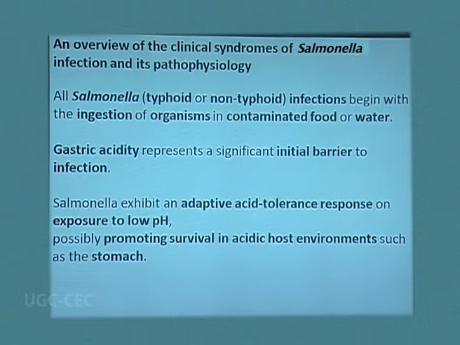Now, most Salmonella, whether typhoidal or non-typhoidal, begin their infection through the oral route, like when you ingest the pathogen via contaminated food or water. The first barrier that the bacteria encounters is the gastric acidity. Salmonella has a typical adaptive acid-tolerant response via which it can resist the acid stress that it encounters in the gastric juice.